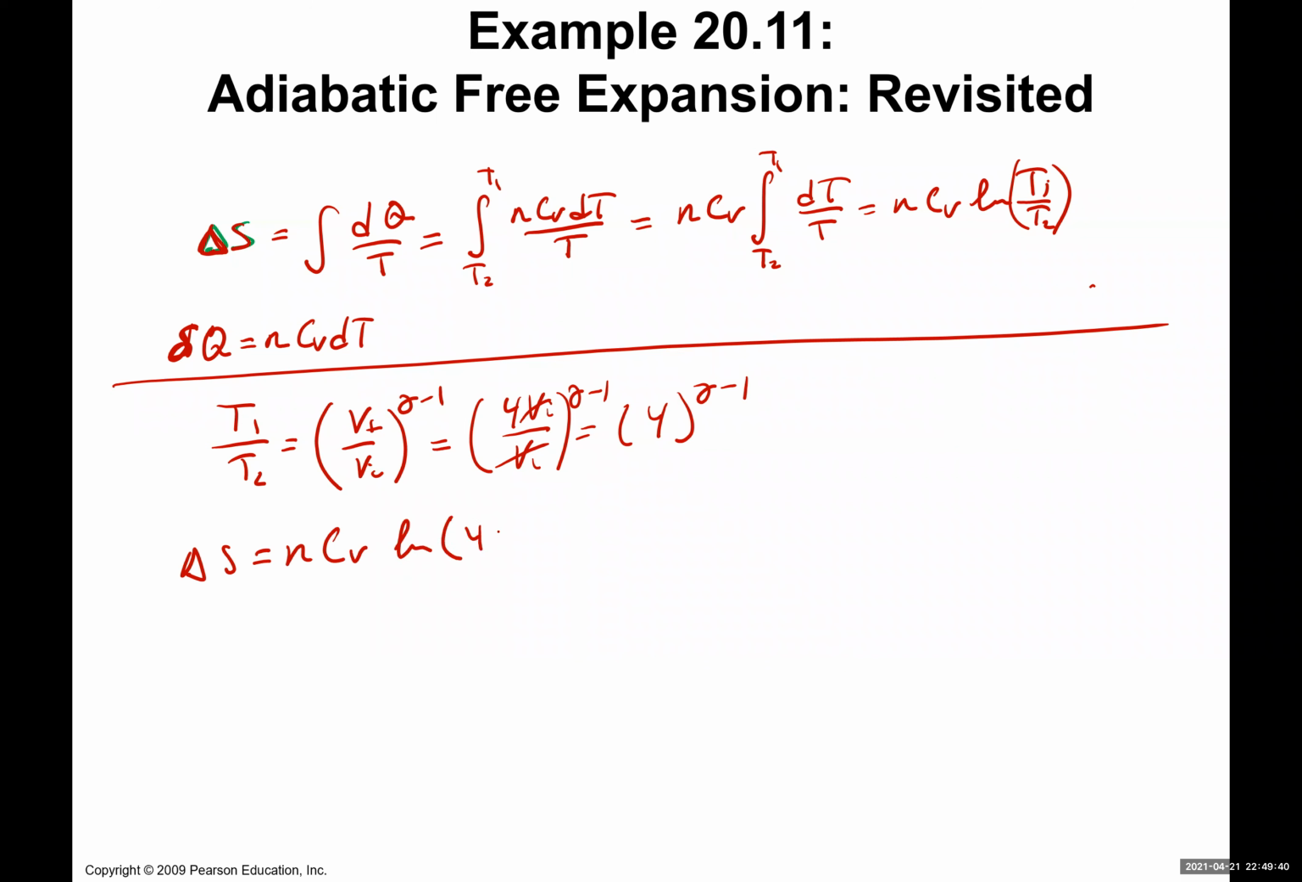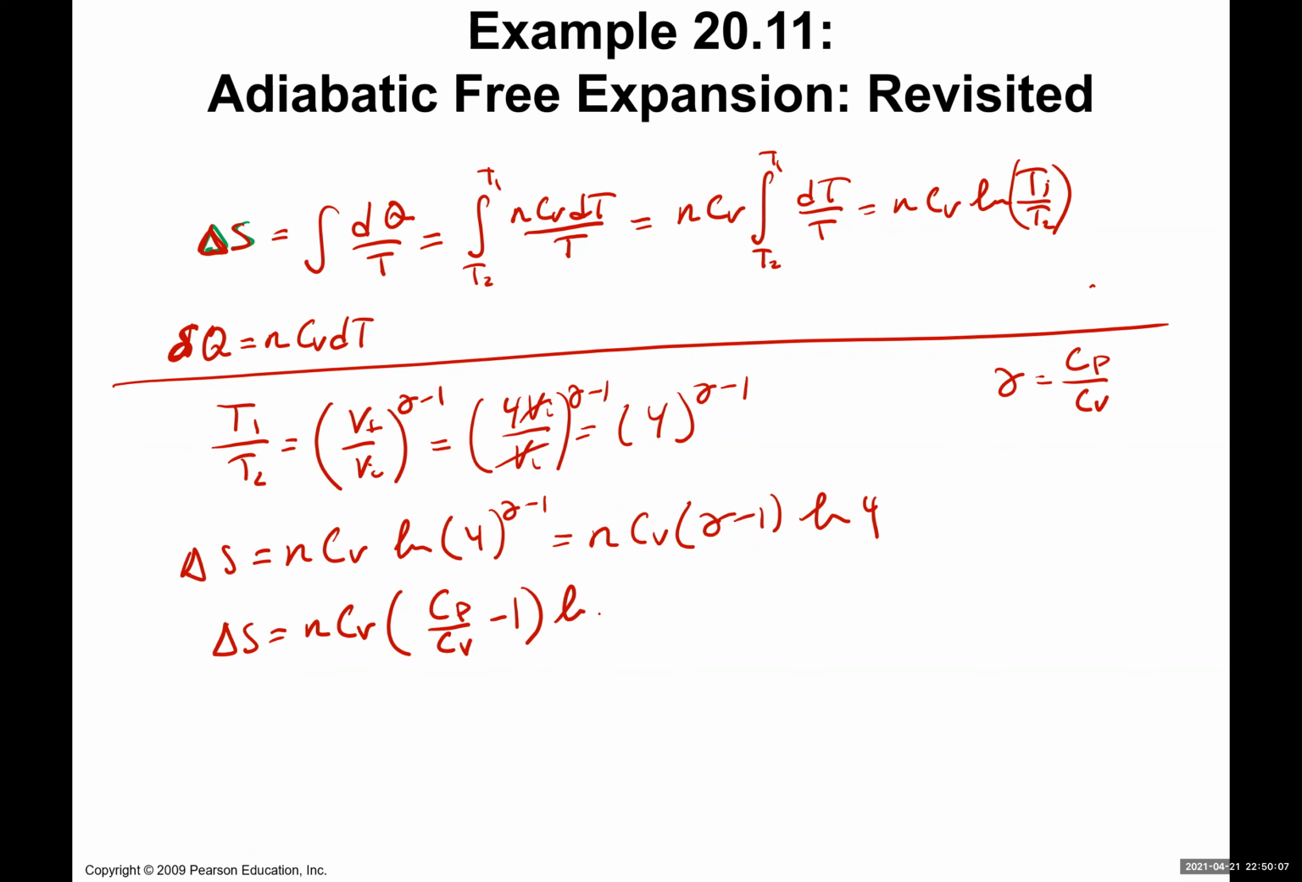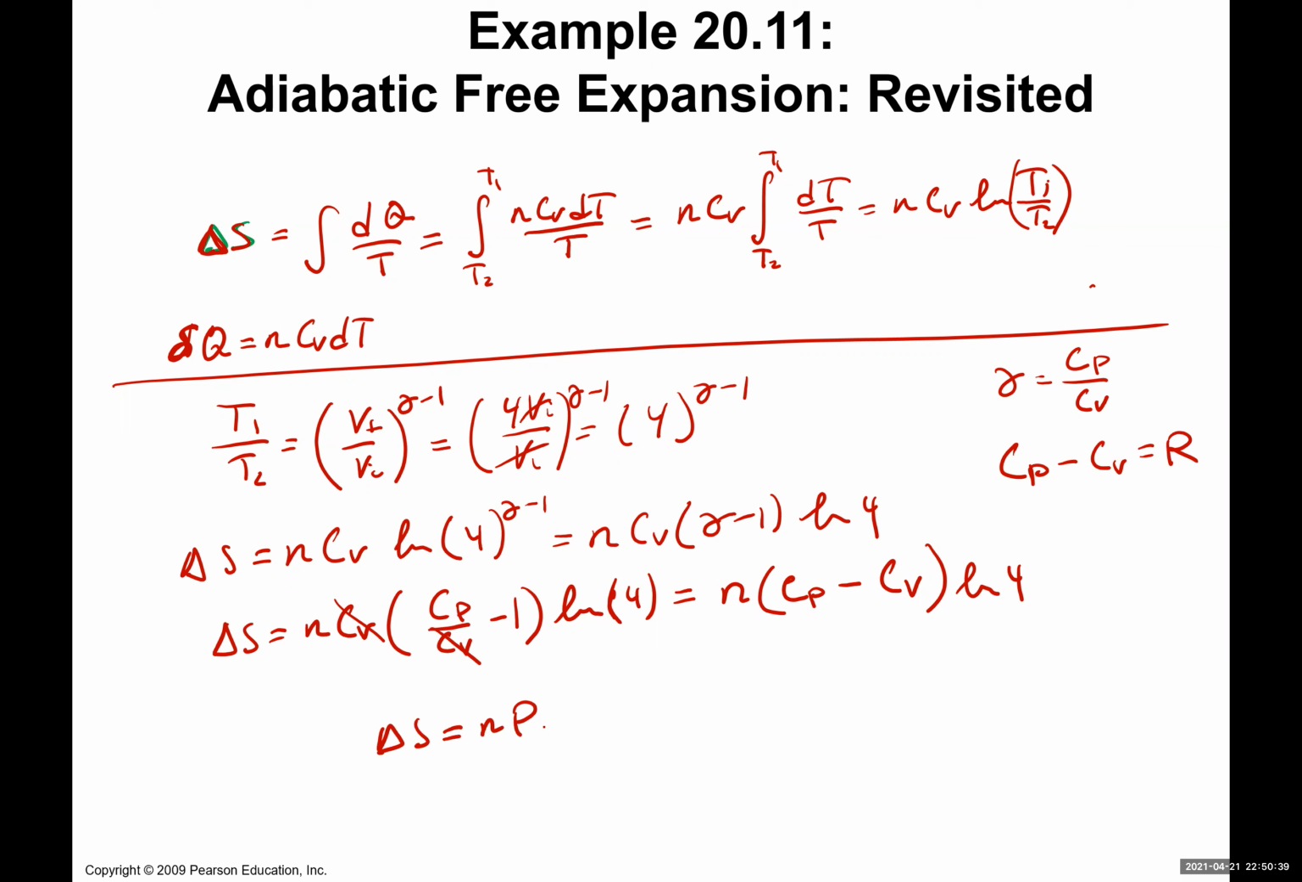n Cv ln of 4 to the gamma minus 1. Now, what I can do is say n Cv times gamma minus 1 times ln of 4. And if you remember, gamma is equal to the ratio of Cp over Cv. So the change in entropy is equal to n Cv times the ratio of Cp over Cv minus 1, times ln of 4. Then the Cv will cancel out, and what I have is n times Cp minus Cv, if I distribute Cv, times ln of 4. And if you remember, Cp minus Cv is nothing but the gas constant R. That means the change in entropy is equal to nR ln of 4. Exactly the same result as before.